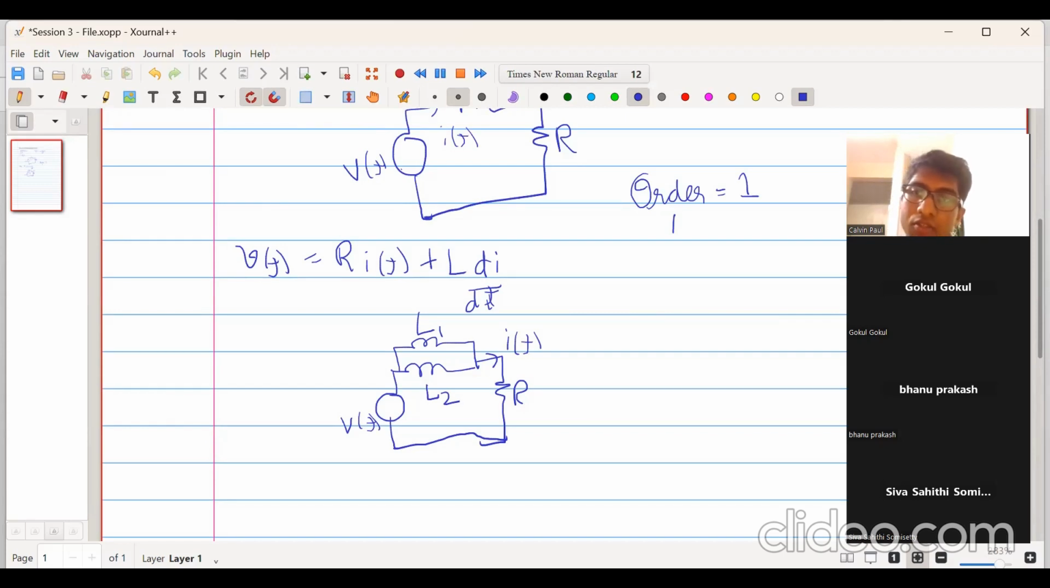In this case, what actually happens is that inductors L1 and L2 can be represented by a single inductor, L equivalent. Effectively, these two inductors, which are two separate energy storing elements, can be combined into a single energy storing element. That is why when we apply KVL to this mesh, we get a differential equation of only order 1, even though there are two energy storing elements.